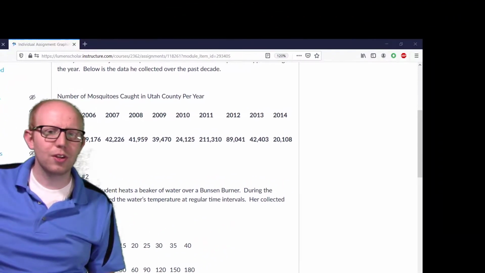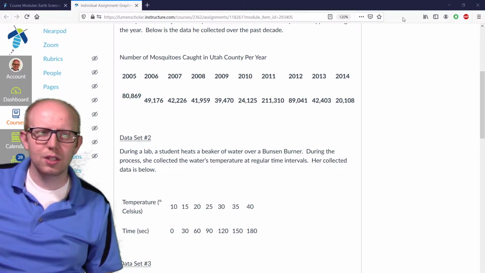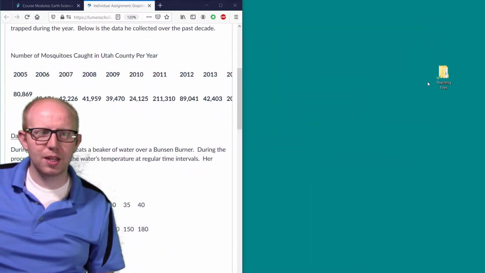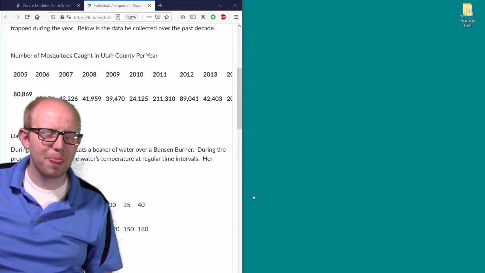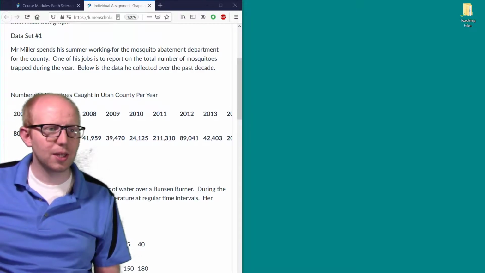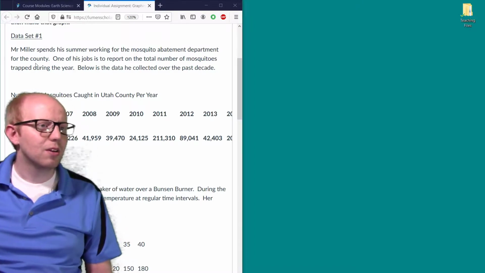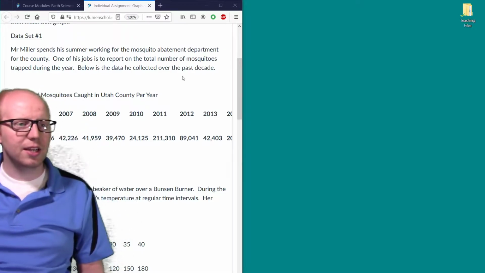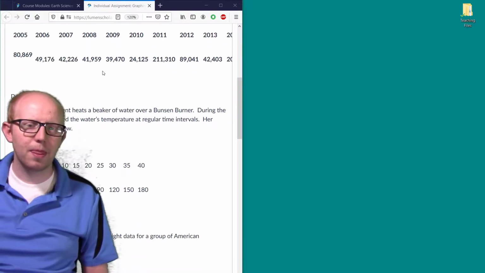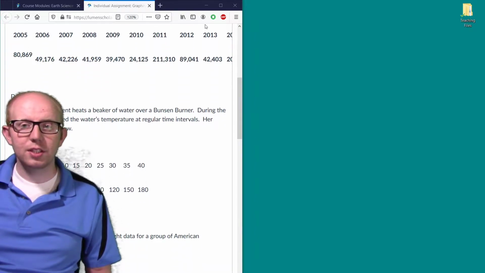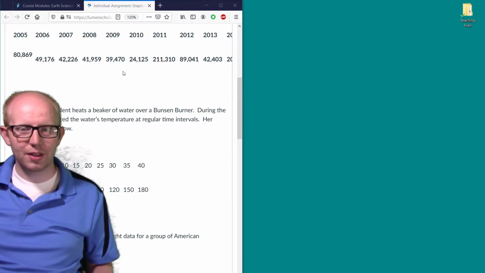Okay, so what I'm going to do is shift this over so we can see the problems, and then I'm going to do the graphs over on this side. Let's look at problem number one. Mr. Miller spends his summer working for the mosquito abatement department for the county. One of his jobs is to report on the total number of mosquitoes trapped during the year. Below is the data he collected over the past decade. So we have number of mosquitoes caught in Utah County per year, and this is the year, and this is the number right there, all the way up to 2014.